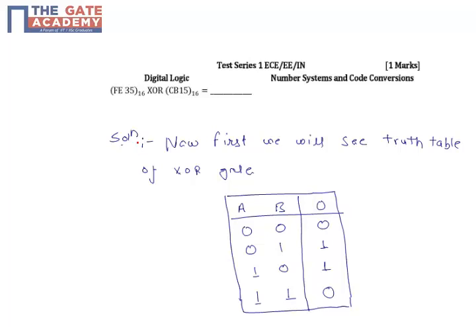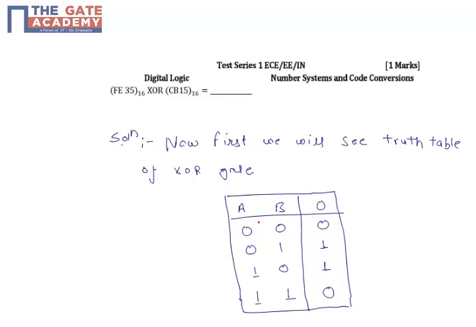Now in this question we have to find out the XOR between the given two inputs. First we will see the truth table for the XOR gate. Suppose A and B are our two inputs and O is our output. For an XOR gate, as we already know, whenever the inputs differ, only then do we get output 1. Otherwise, if the inputs are the same, our output is 0.